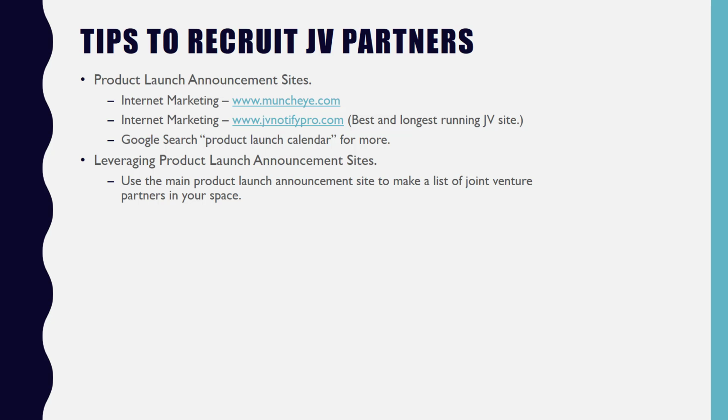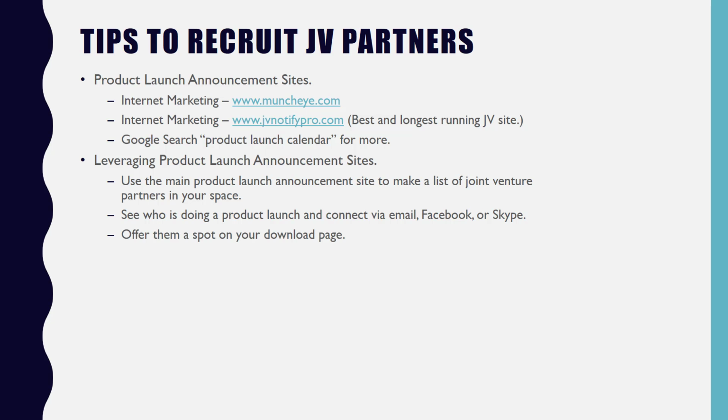So you can use the main product launch announcement sites to make a list of joint venture partners in your space, and then you can reach out to those people that are having product launches coming up, see who's doing a launch. You can connect with them via email, Facebook direct message, which is probably the best way to reach out to your affiliates, and then with Skype as well.